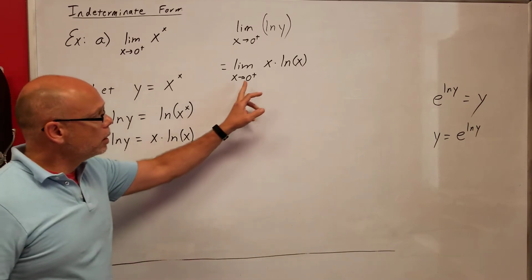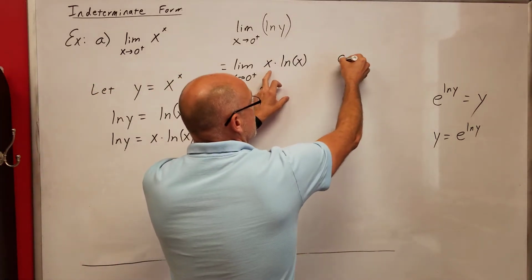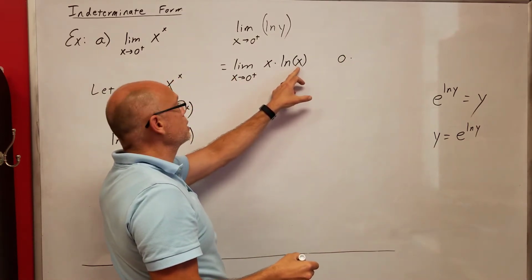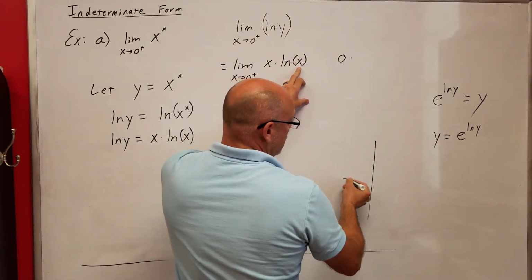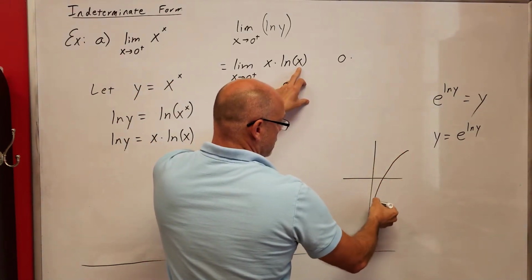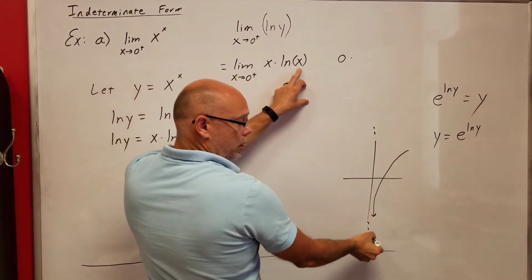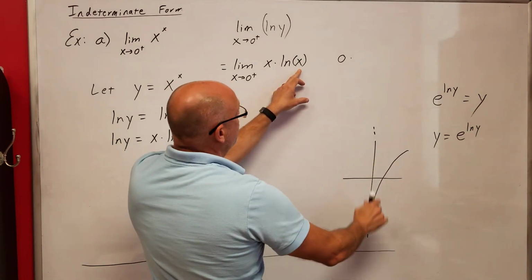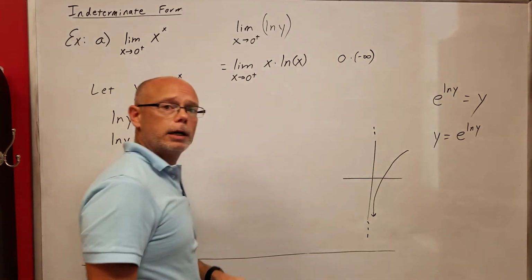Now, what do I have going on here? As x goes to 0, this part goes to 0, right? Times, what does the natural log of x go to as x goes to 0 from the right? Think about your natural log graph again, okay? Didn't we say it looked like that right there? And we had a vertical asymptote. So x approaches 0 from the right. Where's that natural log function going to? Negative infinity, right?